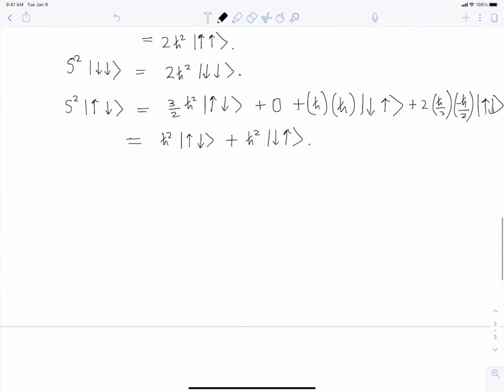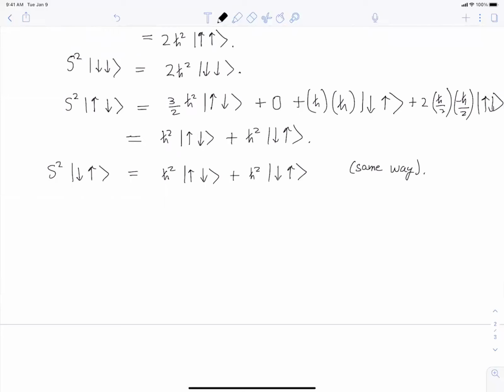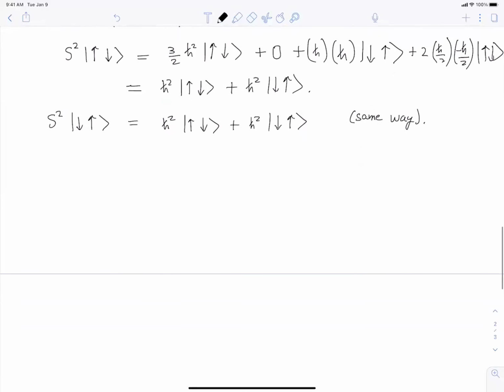Okay, and then finally, S squared acting on down arrow up arrow, that works exactly the same way and it gives exactly the same answer. Okay, so I'll just write here same way. Okay, so now we've figured out how S squared acts on each of the product basis eigenstates.